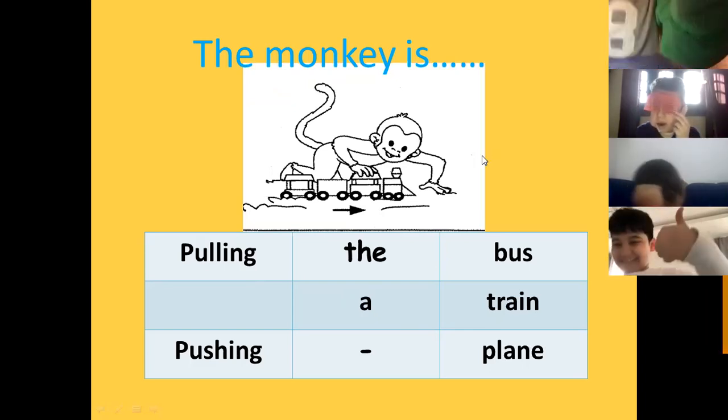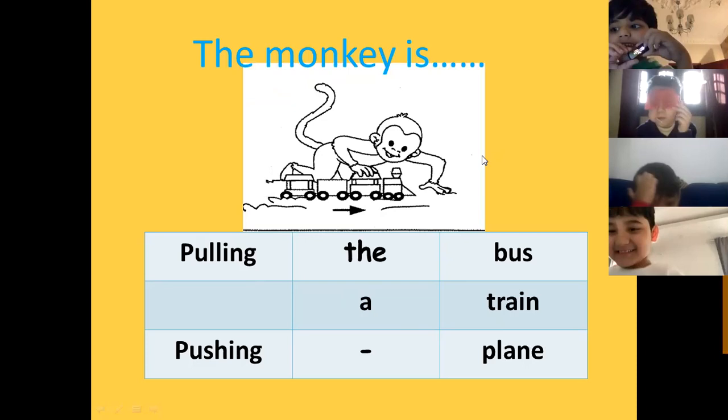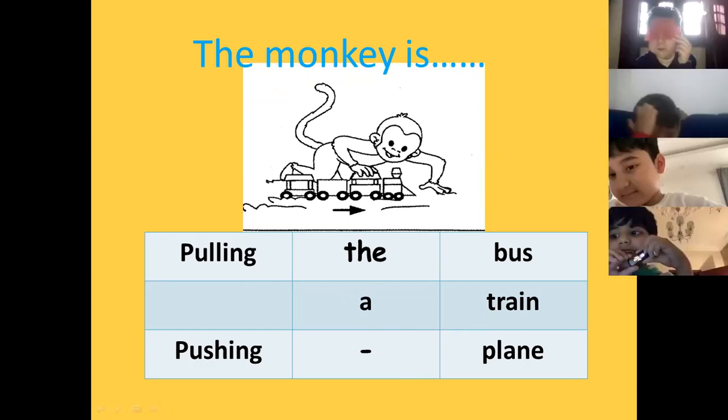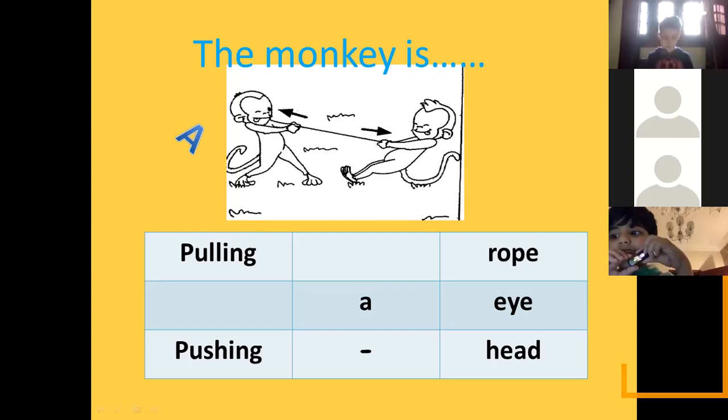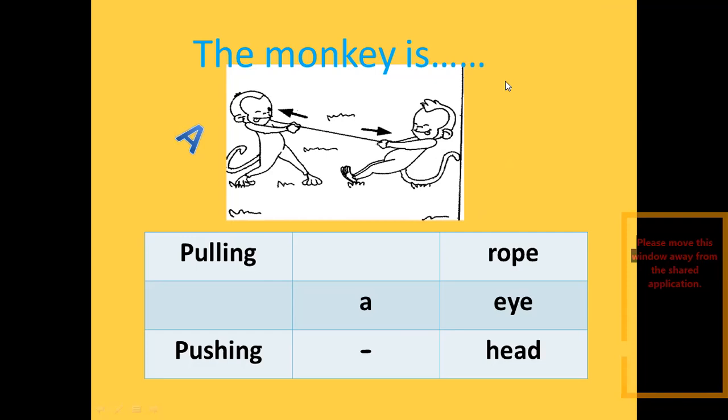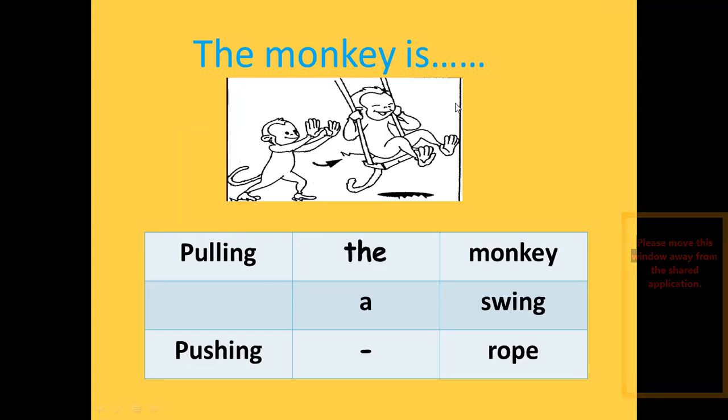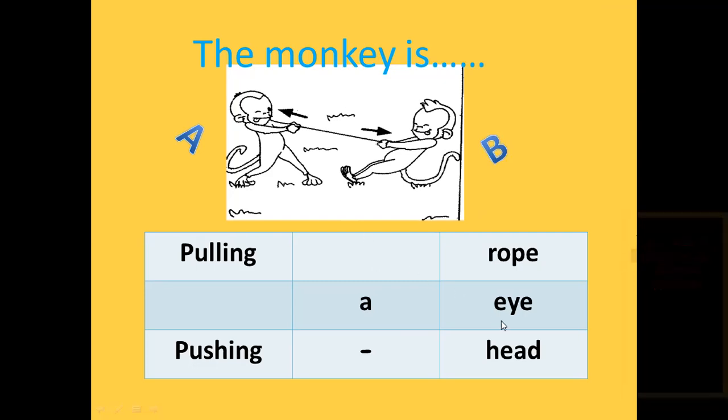Okay, Khalid. The monkey is pulling or pushing the train. He is pushing the train. Okay. What is monkey A doing? Pulling the rope or pushing the rope? Pulling the rope. Yes, both monkey A and monkey B are pulling a rope towards them.